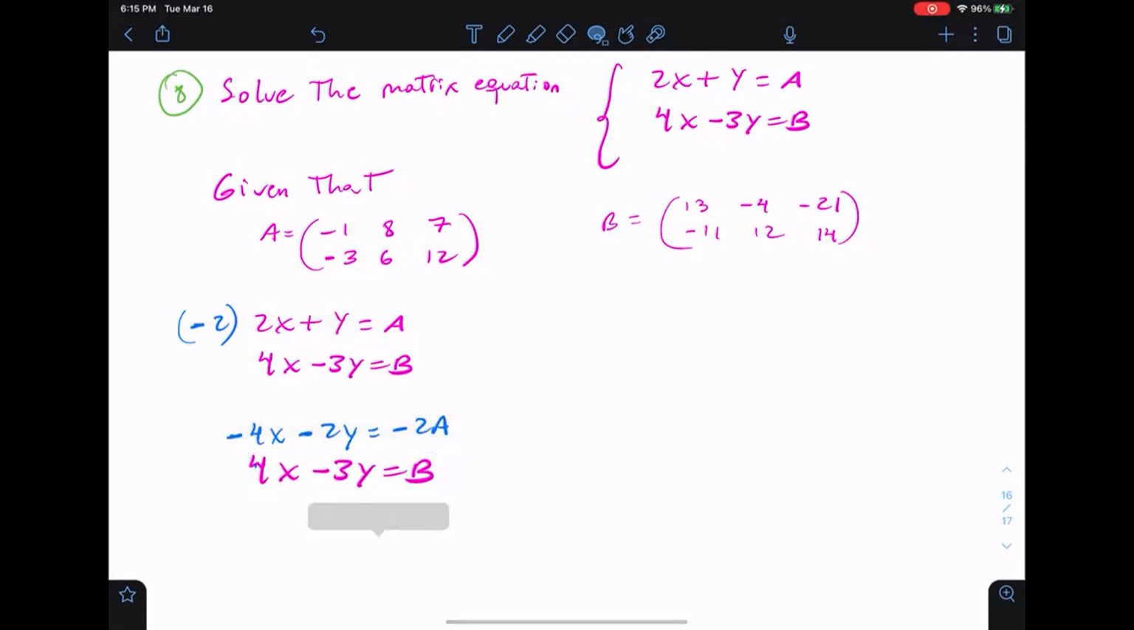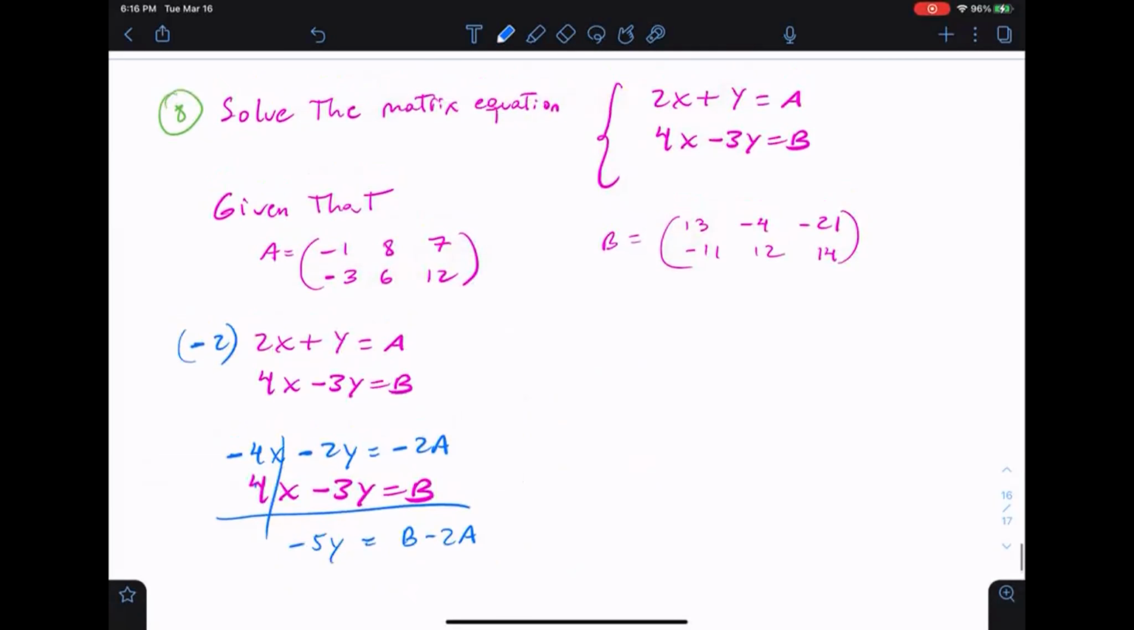So that means that this goes away. So I have negative 5y. Let me put that here too, to save space. Negative 5y equals b minus 2a, right? And then I need to multiply or divide. In this case, I can divide because I'm solving for a variable. This is not matrix division. We need to find out the value of y, right?